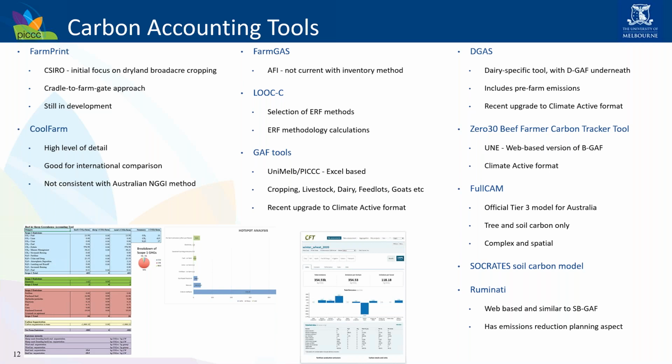GAF tools are up there again. DGAS is basically just a GAF tool, just in a different interface, wearing a different dress. It is including pre-farm emissions, so including scope 3. It's used in some ERF methods for dairy, and so that's why it's been slightly changed from the straight up GAF tools.